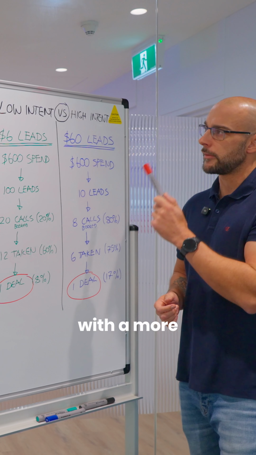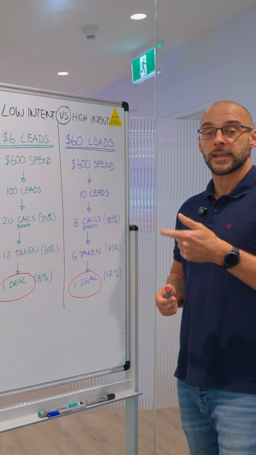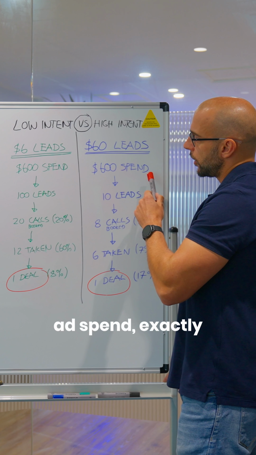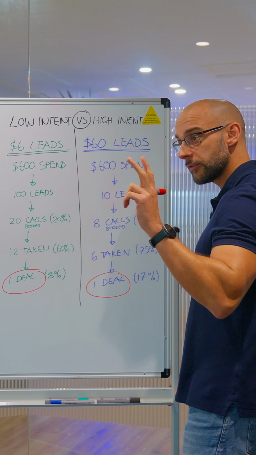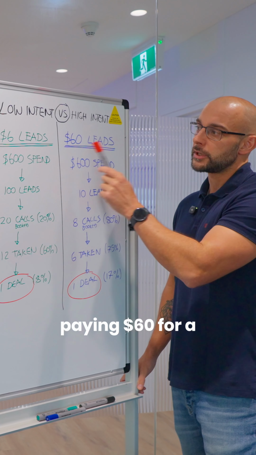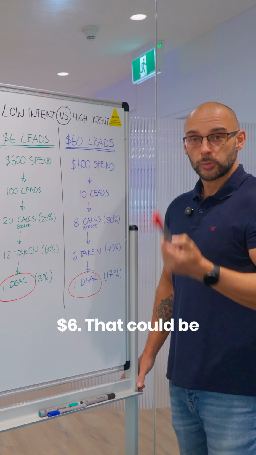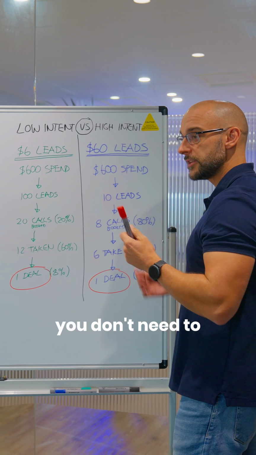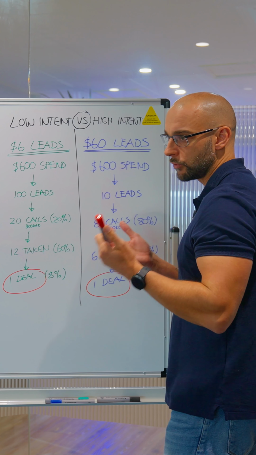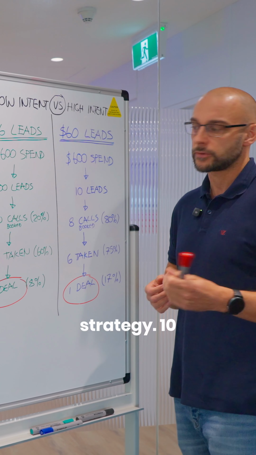Now, over on this side with the more higher intent funnel, what we'll look for is $600 ad spend, exactly the same as the low intent funnel. You might only get 10 leads though. You're paying $60 for a lead versus $6. That could be very scary for some people, but you don't need to necessarily be bothered about that if you know that this is the type of funnel that you're running, or the funnel structure, or the marketing strategy.